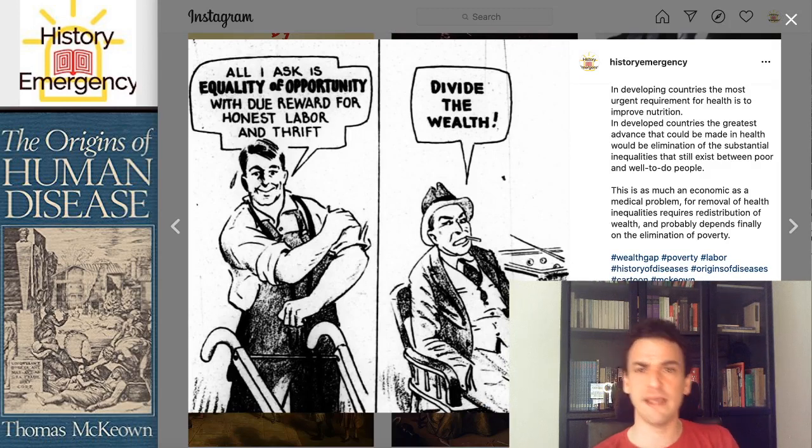In the world today, ill health is due less to lack of resources than to their uneven distribution between and within nations. And as such, bridging the wealth gap to create better health for all is our main takeaway from McKeown's conclusion.